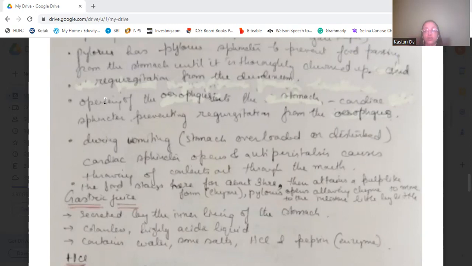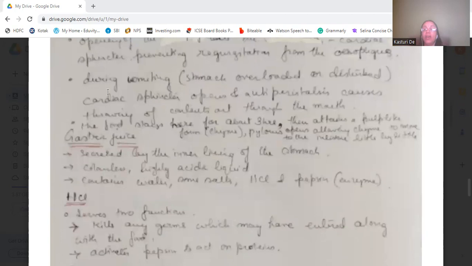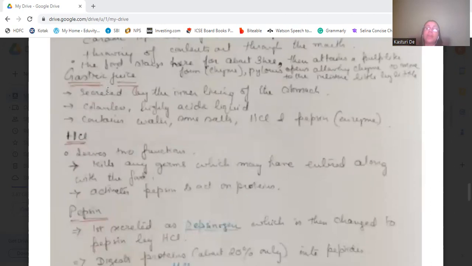Now, the gastric juice is secreted by the inner lining of the stomach. It is a colorless and highly acidic liquid. It contains water, some salts, HCl, and pepsin enzyme. HCl serves two functions. One, it kills the germs which may have entered along with the food, and also it activates pepsin to act on protein.